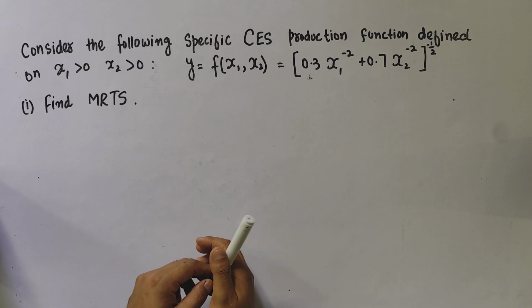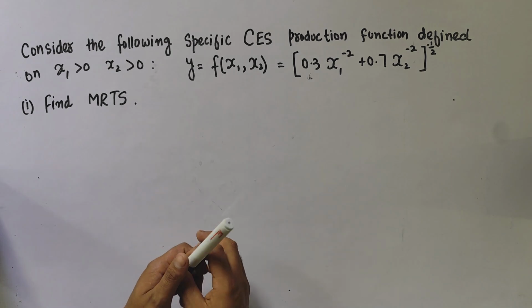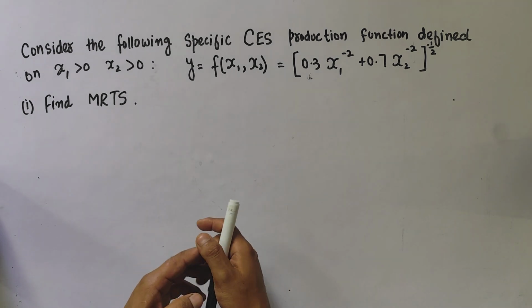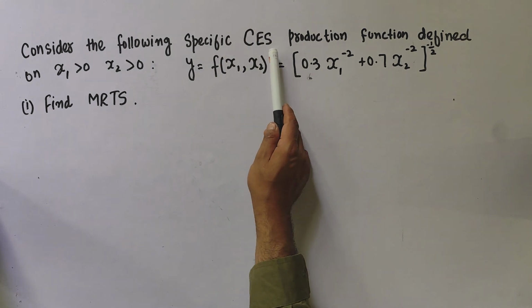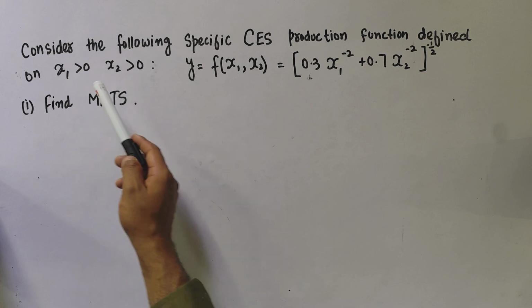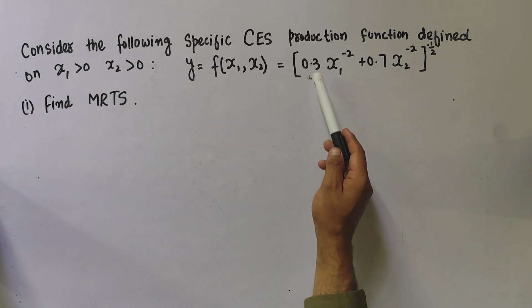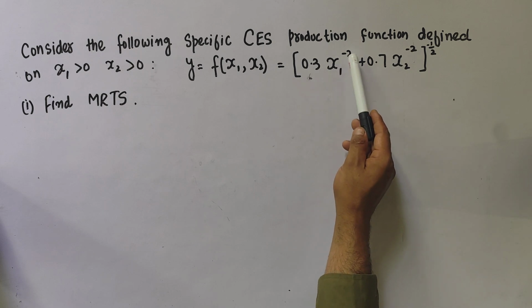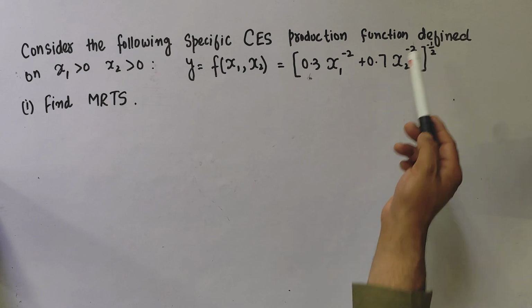Now let's learn how to find out the marginal rate of technical substitution for a CES production function. This is also from the Indian Economic Service paper. Consider the following specific constant elasticity of substitution production function, where both inputs are positive: output y is a function of two inputs x1 and x2, equal to (0.3 x1^(-2) + 0.7 x2^(-2))^(-1/2).